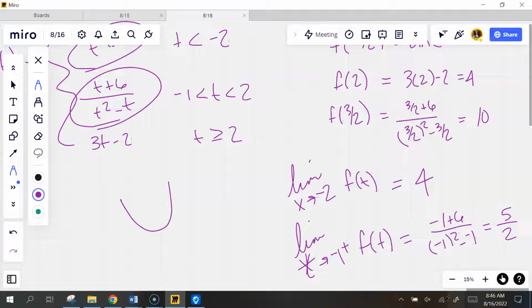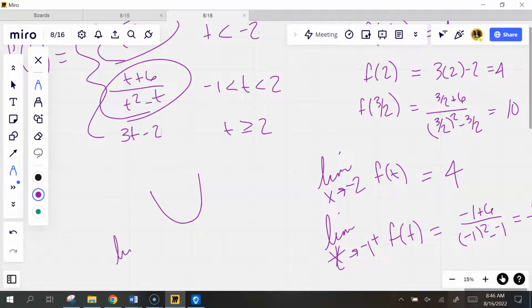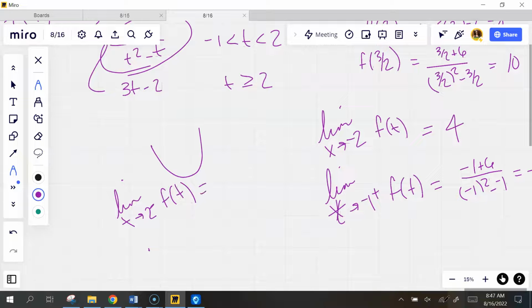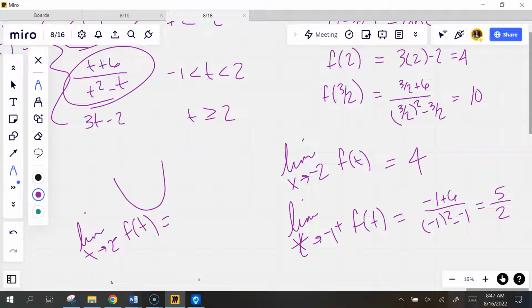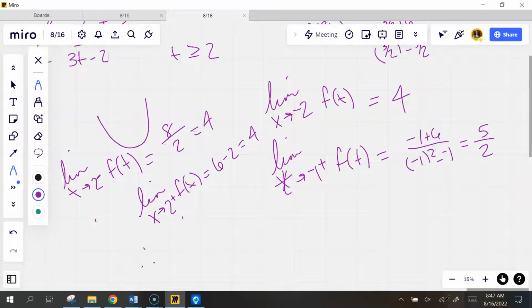How about the limit as t approaches 2? What'd you do? Both of them. You're exactly right. Why both of them? I've got to check left and right. So I'd have to do 2 from the left and 2 from the right and make sure they're the same thing. From the left, 8 over 4 minus 2 is 2. I got 4, and then I'd need to do the right, which would be 3 times 2, which is 6. Oh, yeah, 4. Therefore, the limit as x approaches 2 of f of t is 4.